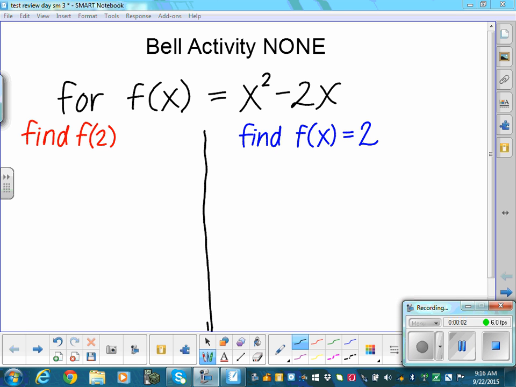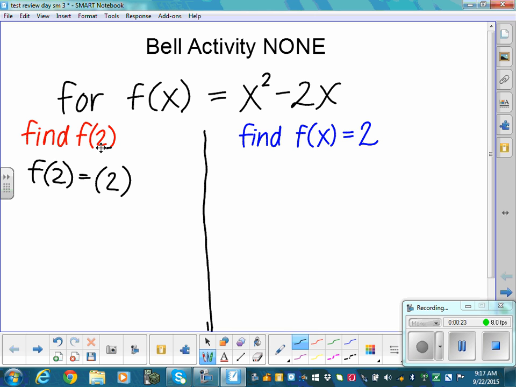Okay, so this is something we learned kind of in the beginning. We're going to be given a function. So this function happens to be f of x is equal to x squared minus 2x. And this time when we're asked to find f of 2, notice instead of the x, there's a 2. So we're just plugging in a 2 wherever there's an x into our function.